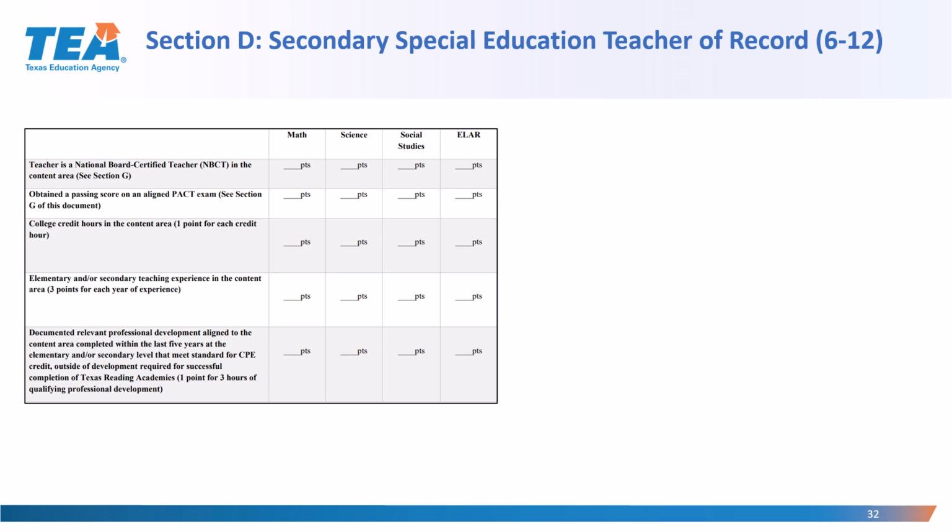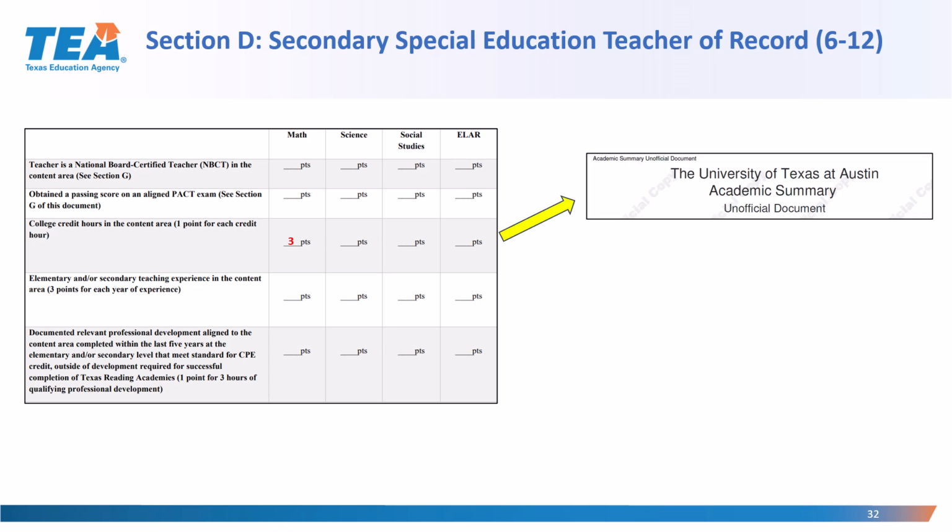First, any college credit hours in the content area will be documented. Mr. Harrison has 3 undergraduate college credit hours in math as verified on an academic summary document.